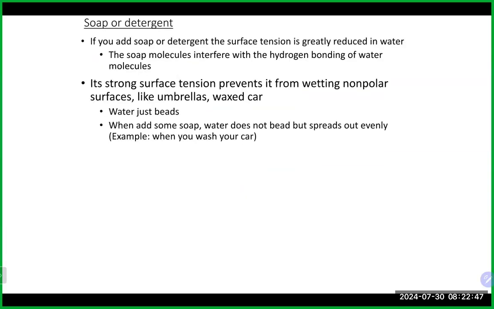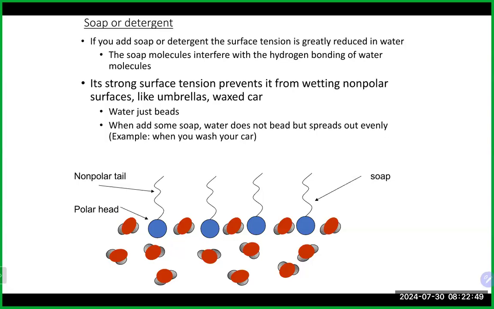Now, one of the ways that you could break the surface tension is to add something like soap or detergent. The surface tension is greatly reduced, for example, in water. If you look at soap, it looks something like this, and these are all basically carbons and hydrogens attached all the way across, in a line structure in organic chemistry, but I won't draw it out. Basically, they're carbons and hydrogens.